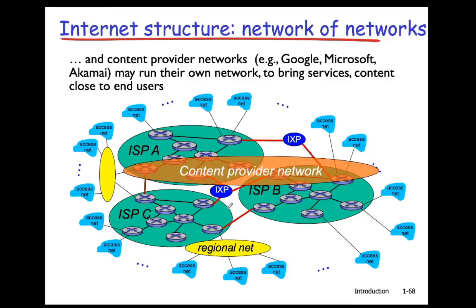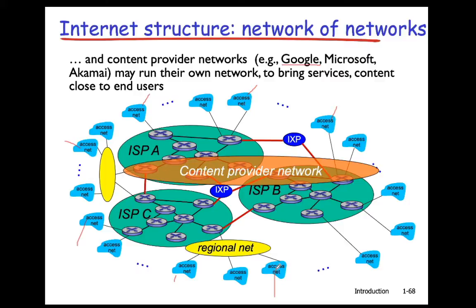Let me talk about content provider networks by example. Let me use Google here; it'll be easier for you to understand. Google established data centers worldwide. What they do is go to access networks locally where the data centers are, and ask to connect their data center to the access network.